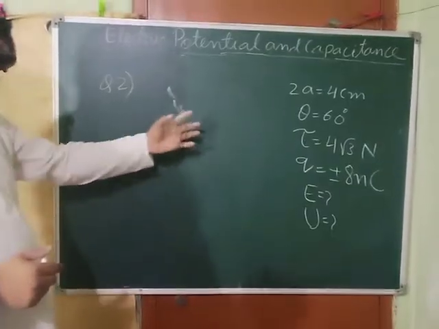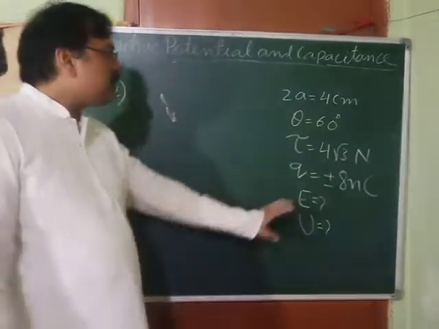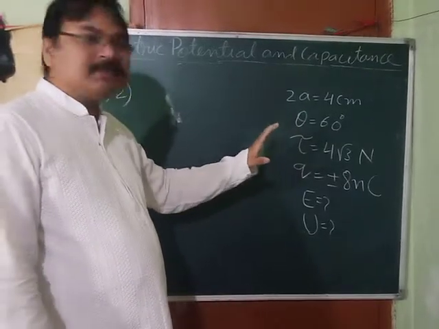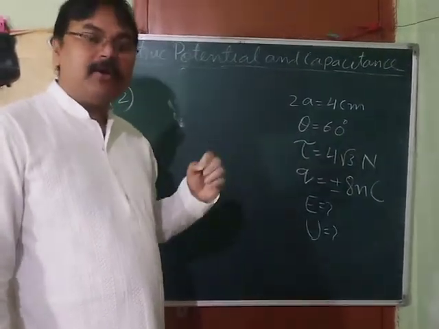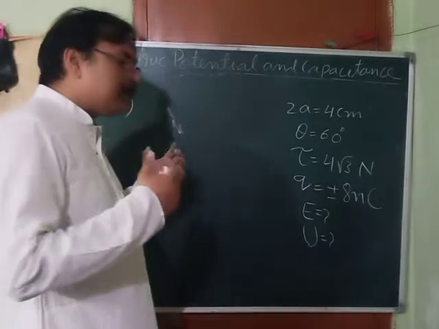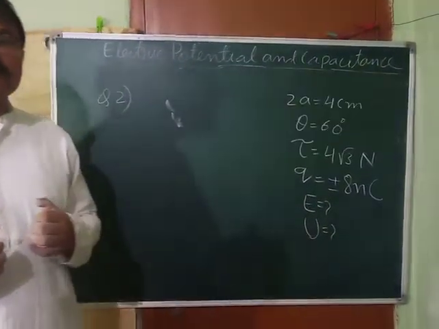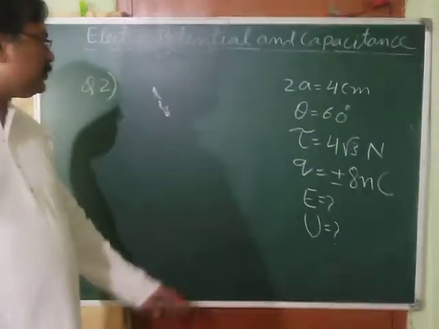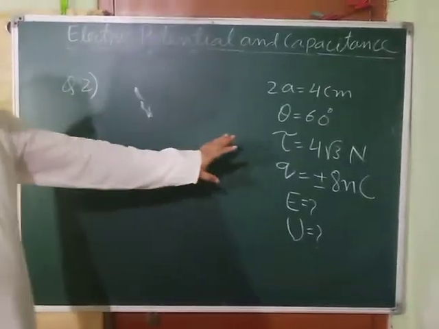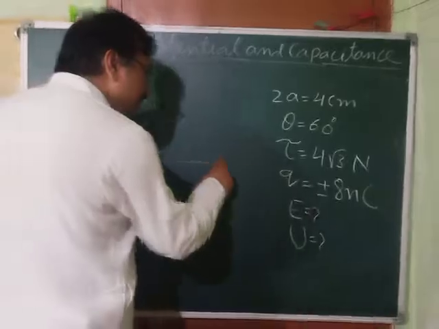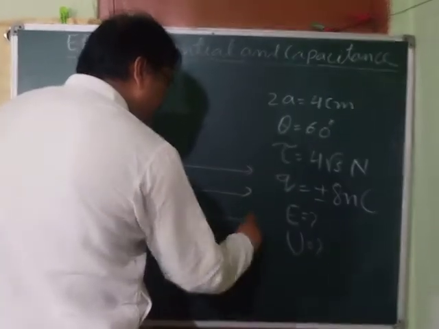Okay, so let's take up the next question. In this question, what is given? An electric dipole is placed in a uniform electric field. So this is the second question we are taking. An electric dipole is there, and there is a uniform electric field.